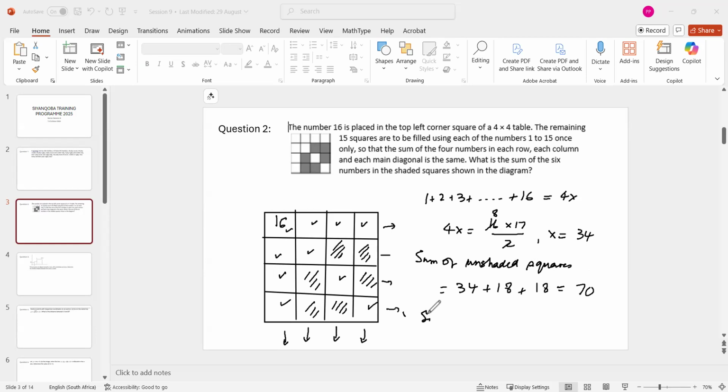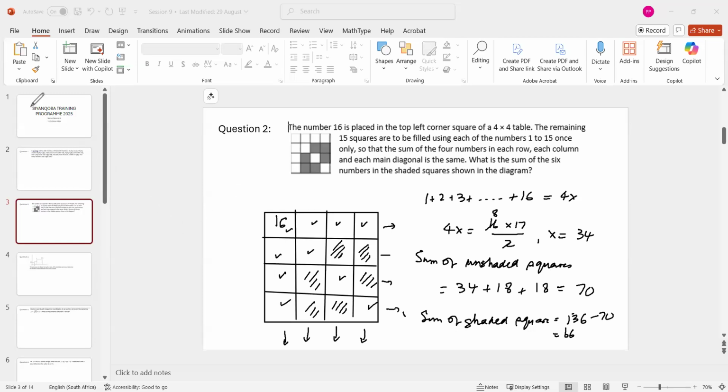But then that tells you what the shaded is. Because when you add the shaded and the unshaded, you're going to get 136. So 4x, which is 4 times 34, 136 minus 70, because that's the unshaded. And that gives you 66. All right, so it's a very nice problem, without knowing what these numbers are, but you know what their sum is.